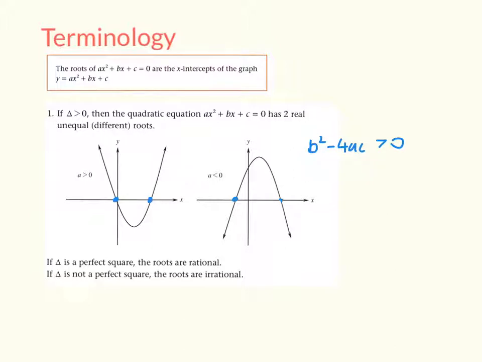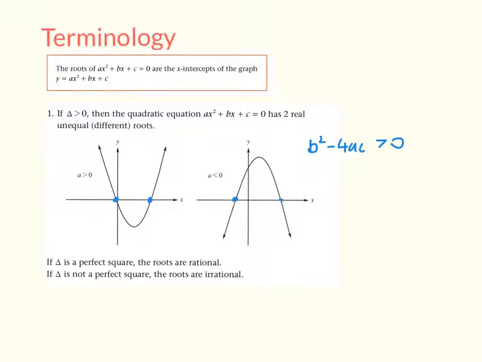All right, now we can talk a little bit about the type of roots that we have. So if the discriminant is just greater than 0, we have what's called two real, unequal, different roots. Now real just means normal numbers, so not imaginary numbers. Unequal means that they're different. So we have two different numbers here.